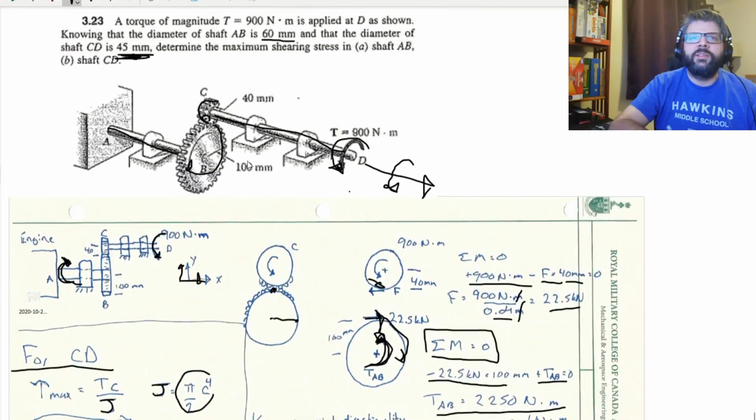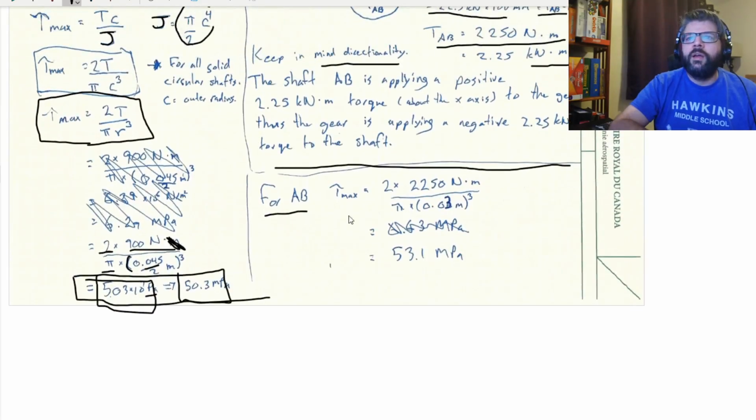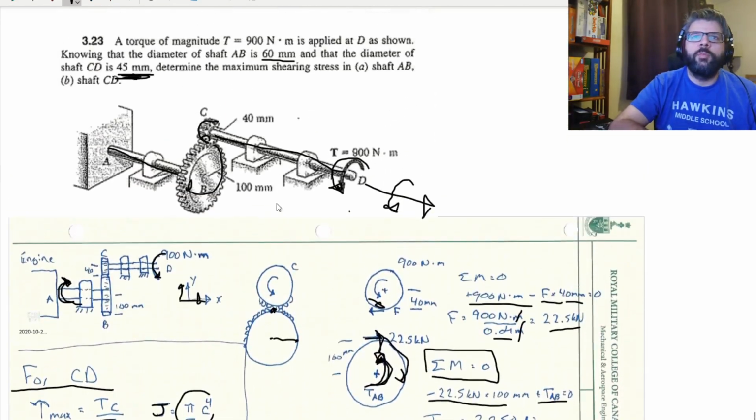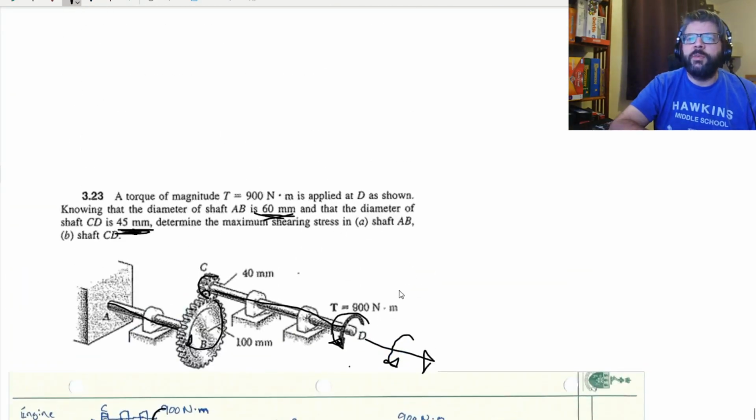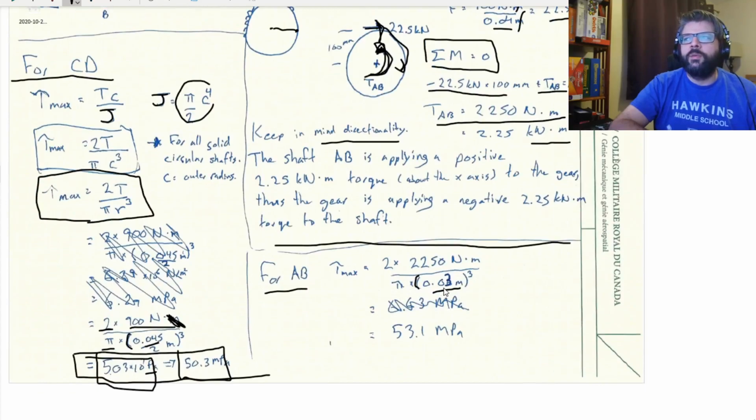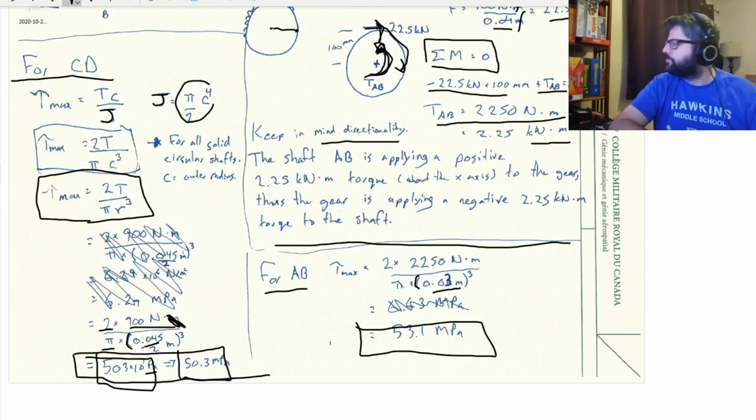And then for AB, so this section here, 2 times the torque divided by pi times the radius in meters cubed. Sorry, the diameter there was 60 millimeters, so 0.03 meters would be the radius in meters, and that just gives us 53.1 megapascals.